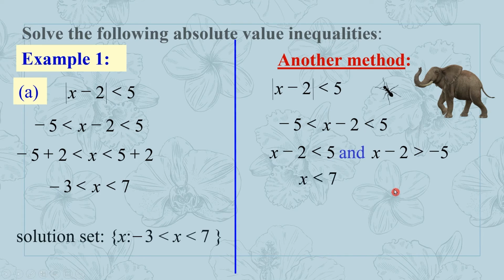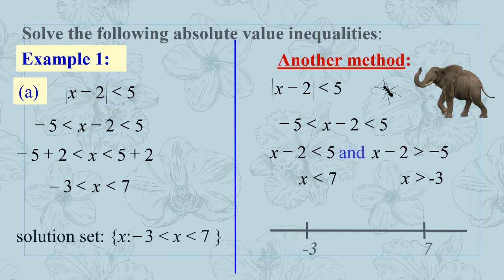Okay, and then we solve the first part here. So negative 2 we bring to the right hand side. So 5 plus 2 will give us 7. And the second part here, negative 2 we bring to the right. So negative 5 plus 2 becomes negative 3.